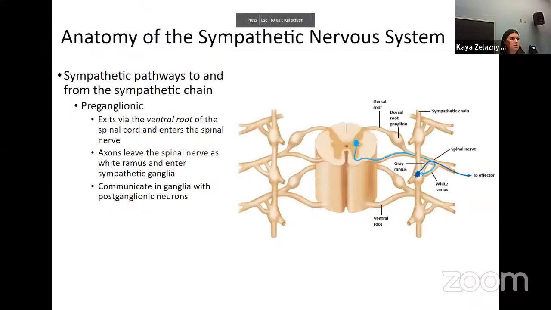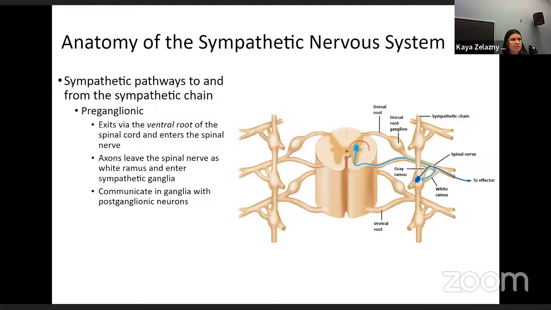For our sympathetic pathways, the preganglionic nerve is going from the ventral root of our spinal cord, into a spinal nerve, and coming into the sympathetic chain. That's what we see here. That's still that pathway. And then we just have this postganglionic neuron leaving this ganglion and going out to our effector organ. That's all we're interested in.